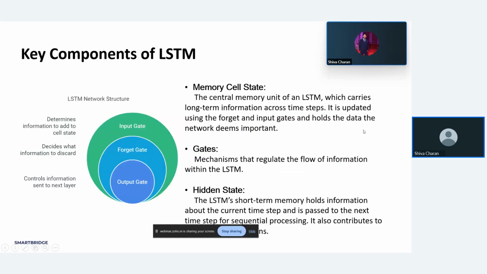Okay, now we will discuss about the key components. So what are the key components that you're seeing over here? Memory cell state. One will be the memory cell state, gates, and the hidden state. Okay, these are all the three main components. What are the main components again?